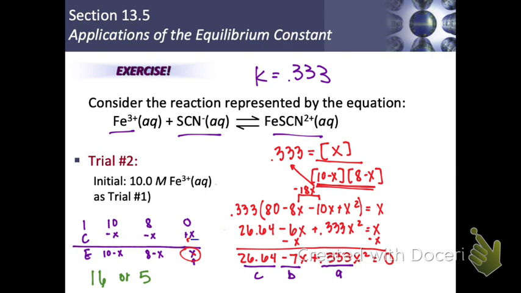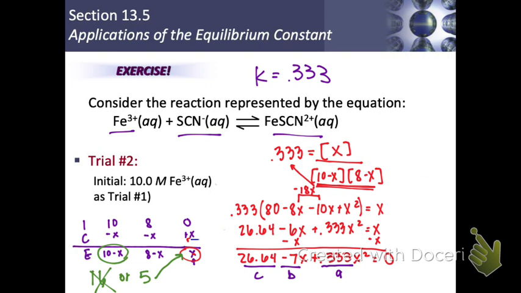Could it have been 16? Can I take 10 minus 16? If I did, I would end up with a negative concentration of my initial. You can't have negative concentrations of things. So that automatically eliminates that. That's usually going to be the case. What if one of our outcomes would have come out negative? It wouldn't have worked either. So you can automatically eliminate one of those, right?